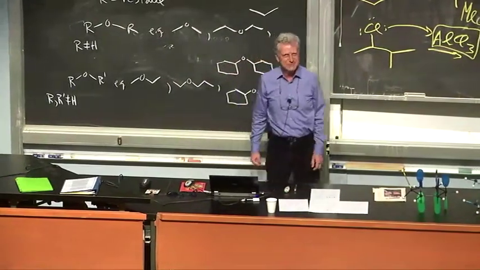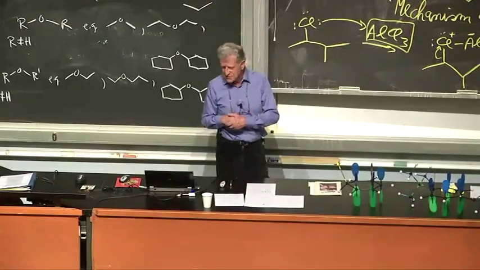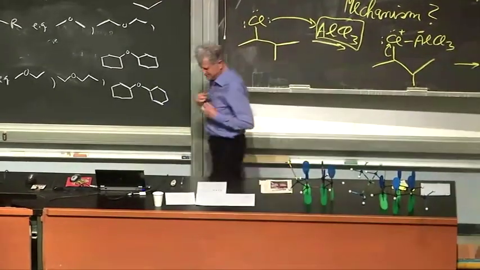So there's always an exception. So far it was pretty straightforward. Donors, ortho, para, acceptors, meta. There's an exception, and those are the halogens, and we'll talk about those after the break.